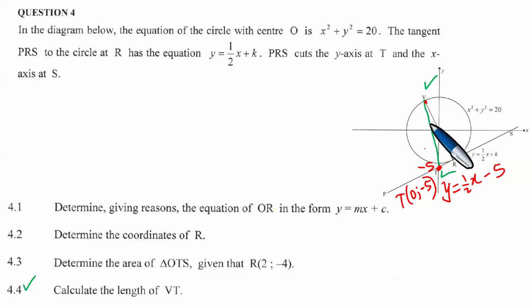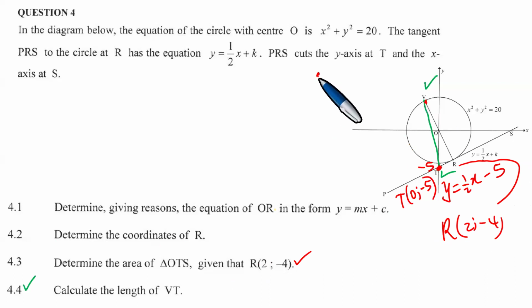But how do you find the coordinates of the point V? It is very straightforward, because we already know something. What do we know? We already know the coordinates of the point R. What are the coordinates of the point R? R has the coordinates 2 together with minus 4, and therefore we can find the coordinates.